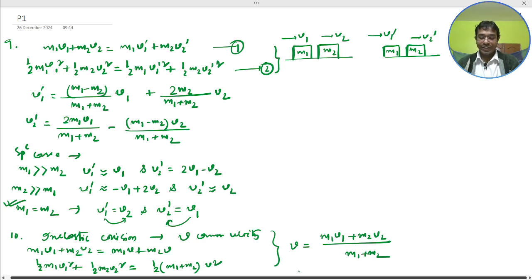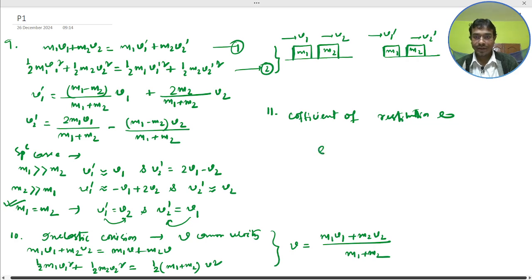And another thing is the coefficient of restitution, written as e. It is the relative velocity of separation just after collision, v1 dash minus v2 dash, divided by the relative velocity of approach before collision, v1 minus v2, and the range is 0 less than e less than 1. This is basically the coefficient of restitution.